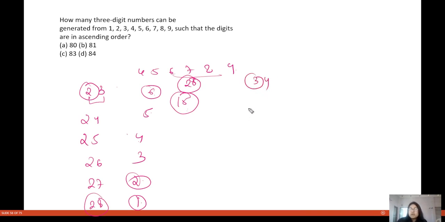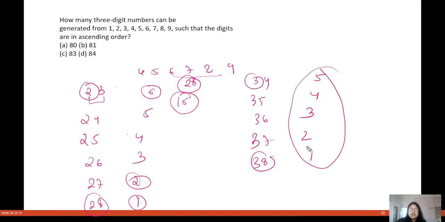Now we'll start with 3. So you will have 3 4. How many numbers? 5 when you are having 3 5, 4 when you are having 3 6, 3 when you are having 3 7, 2 when you are having 3 8, 1 only. So this becomes 5 plus 4 plus 3 plus 2 plus 1. Basically, in each of them we are eliminating a number. First we had 28 numbers, then 15 numbers, then it came down to 5 plus 4 plus 3 plus 2 plus 1, which is 15.